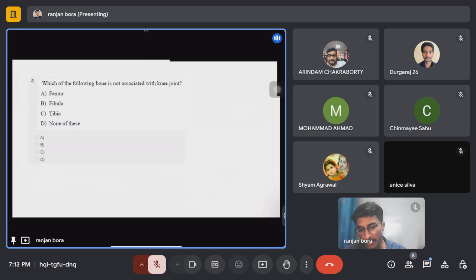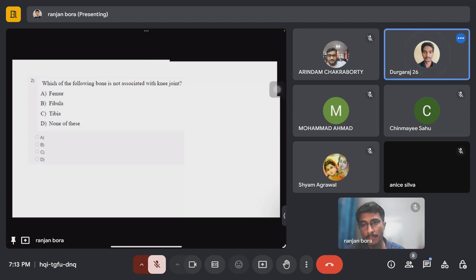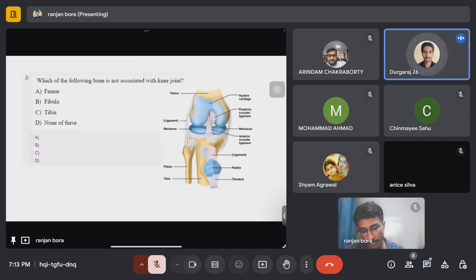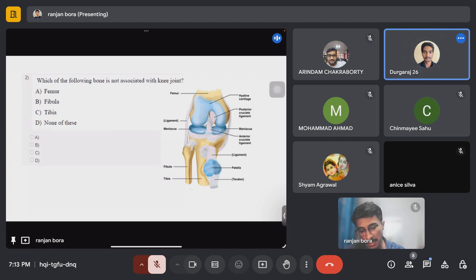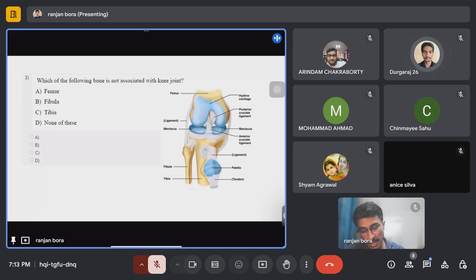Next, which of the following bone is not associated with knee joint? Tibia. Sorry, fibula. Yes, fibula. As you can see from this figure, this is the tibia bone, and this bone is directly linked with the knee joint. Here is the knee joint, and the fibula bone is slightly below these joints. So B is the correct answer.